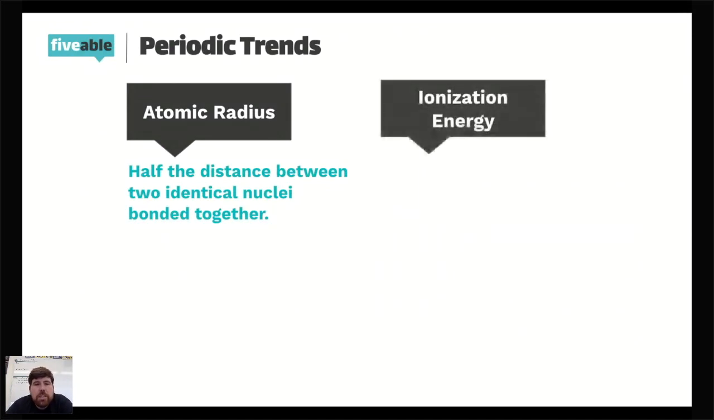Ionization energy is the amount of energy required to remove an electron from an atom. If something requires energy, it's usually pretty difficult to do. That's also true for the ionization energy of atoms. If the atom has a large ionization energy, it is difficult to remove the electron from it. Once again, it's the amount of energy required to remove an electron.